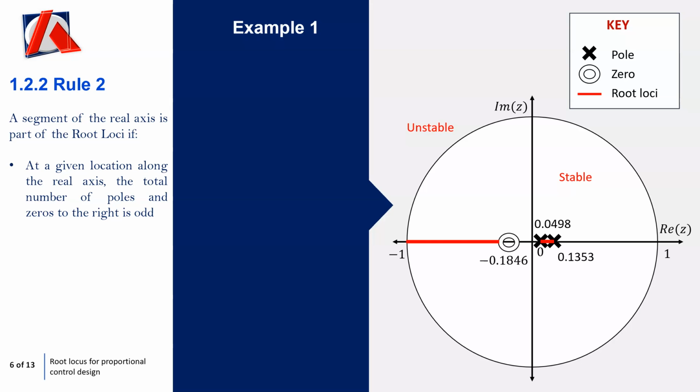So, and again, if you go back to the rule, if the total number of poles and zeros to the right is odd, you're on the root loci. So what this is telling me really is something's going to happen in terms of these poles. They're going to move together, and yes, they're going to break away, and then we'll see on the next rule anyway.